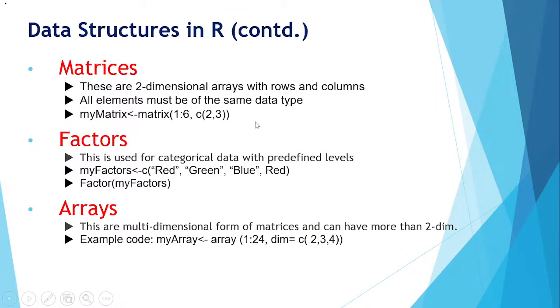Now the next one here is factors. We can have factors like red, green, blue, where you want to categorize. You want to categorize PhD, MSc, educational qualification, for example. And then we also have arrays. Arrays are also similar to matrices, but in the alternative, what you invoke is array rather than matrix. But I want to demonstrate another thing here.